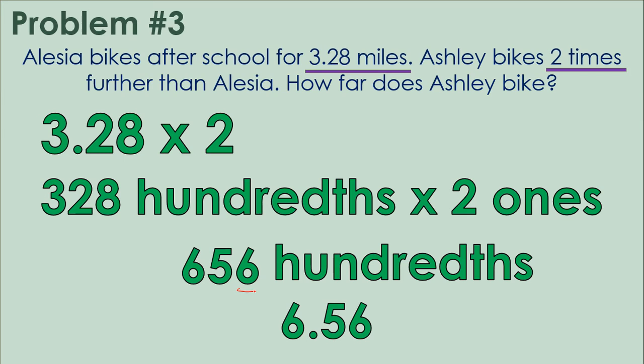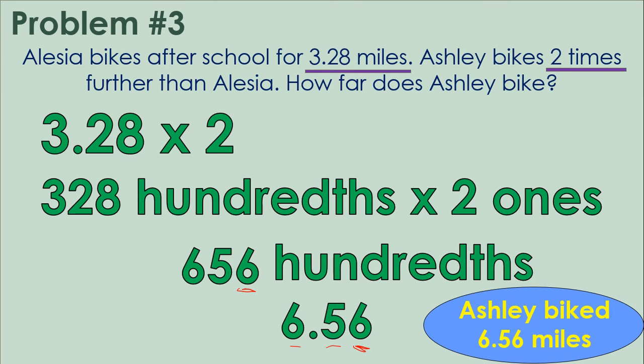We know this because the 6 here is in the hundredths place, pushing the 5 to the tenths place and the 6 to the ones place. Ashley biked 6 and 56 hundredths miles.